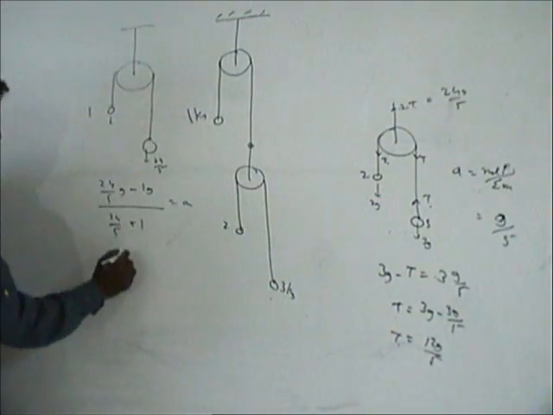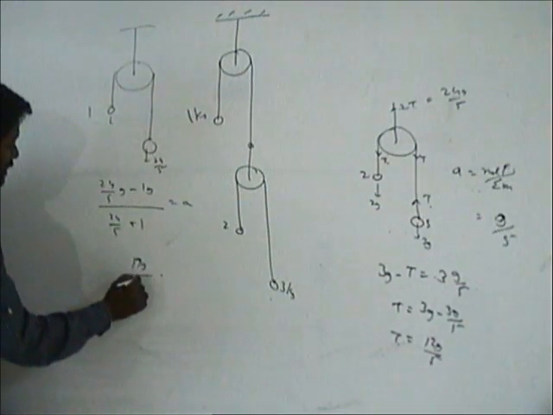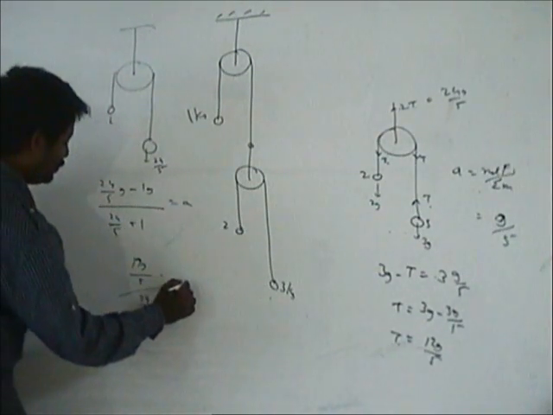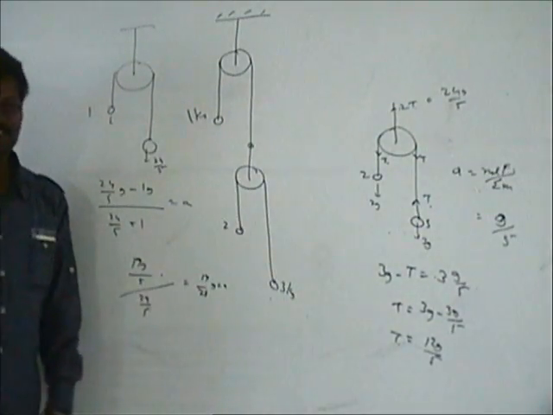Therefore, you get how much? 19g by 5 by 29 by 5. That is equal to 19 by 29 g. So that's the technique we use.